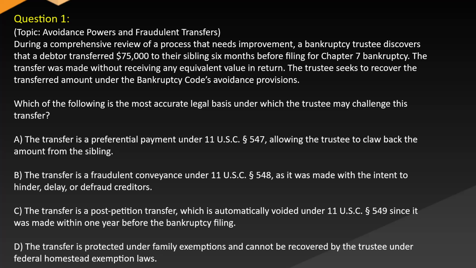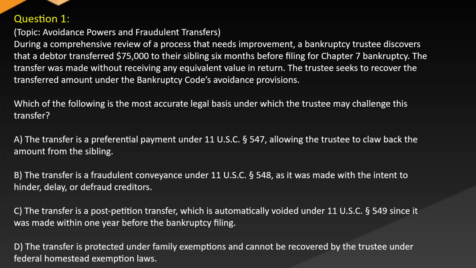Question 1. Topic: avoidance powers and fraudulent transfers. During a comprehensive review of a process that needs improvement, a bankruptcy trustee discovers that the debtor transferred $75,000 to their sibling 6 months before filing for Chapter 7 bankruptcy. The transfer was made without receiving any equivalent value in return. The trustee seeks to recover the transferred amount under the Bankruptcy Code's avoidance provisions.